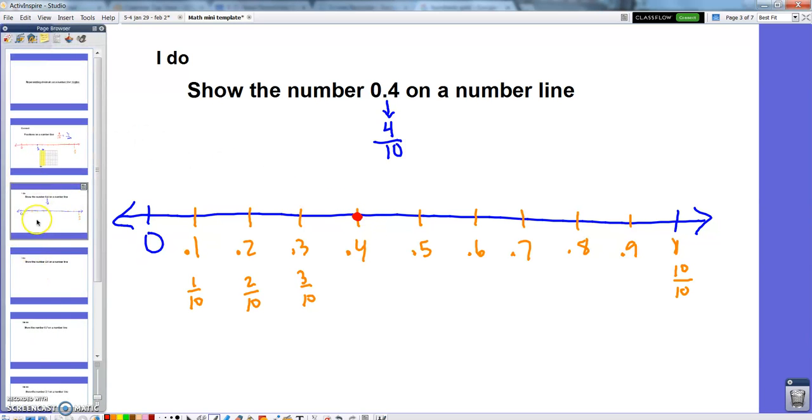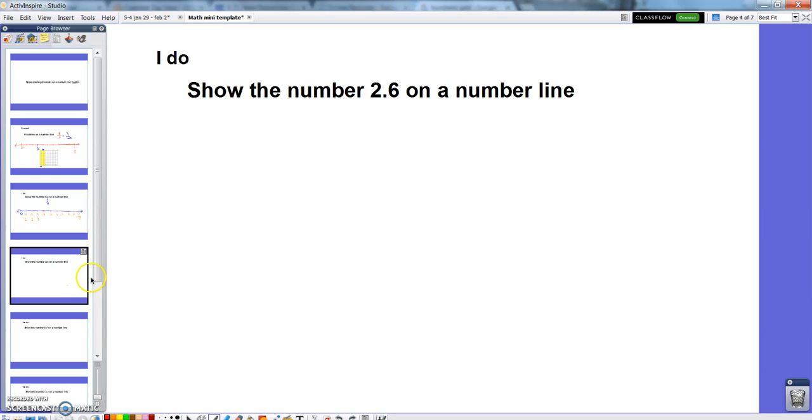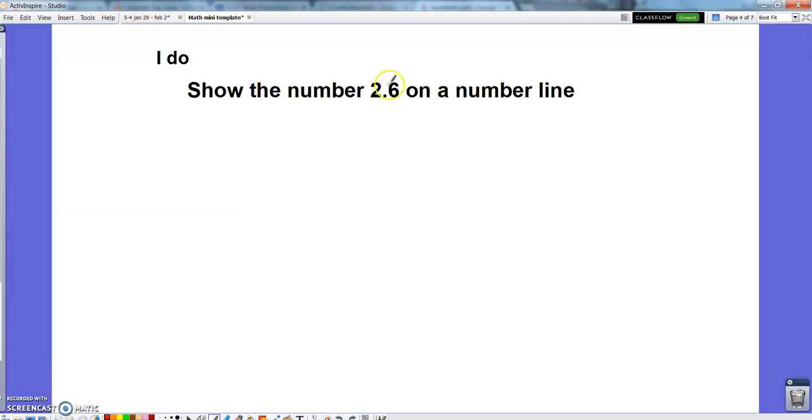What if I've got one that has a whole number with it? What about 2 and 6/10, like this? So if I want to do that, again, I'm just thinking of this as being 2 and 6/10, because that's the same thing. I even say them the same way.